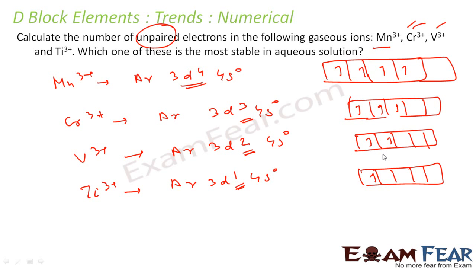Which among these is the most stable in aqueous solution? If you see, chromium is most stable because for the others there is no stability factor, but with chromium we have the t2g stability factor with t2g configuration. Chromium 3+ is more stable among all these.